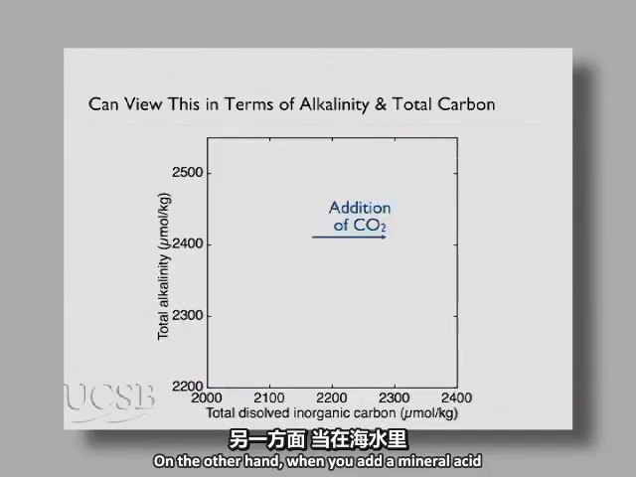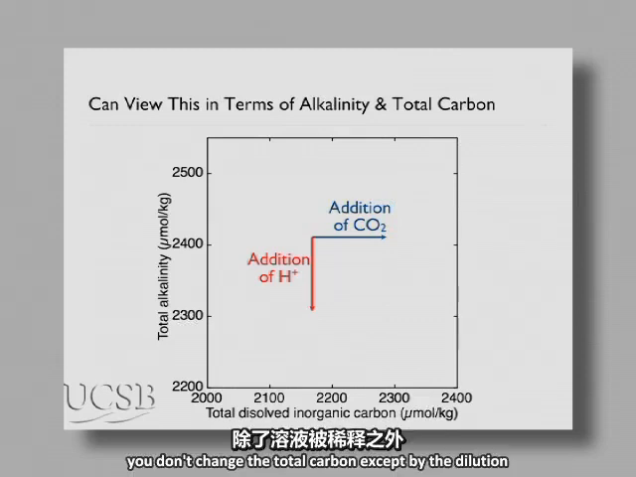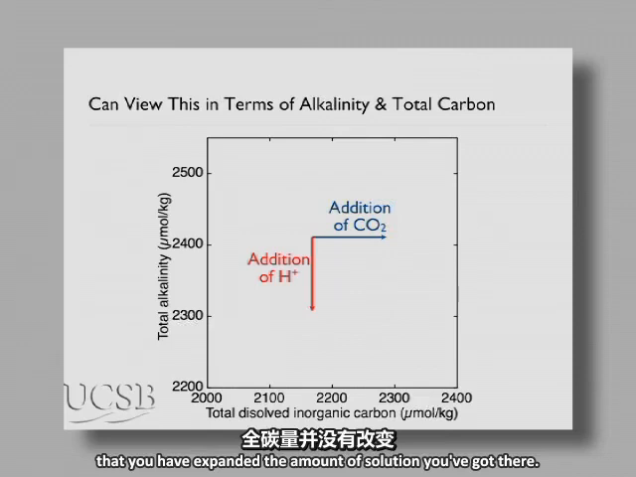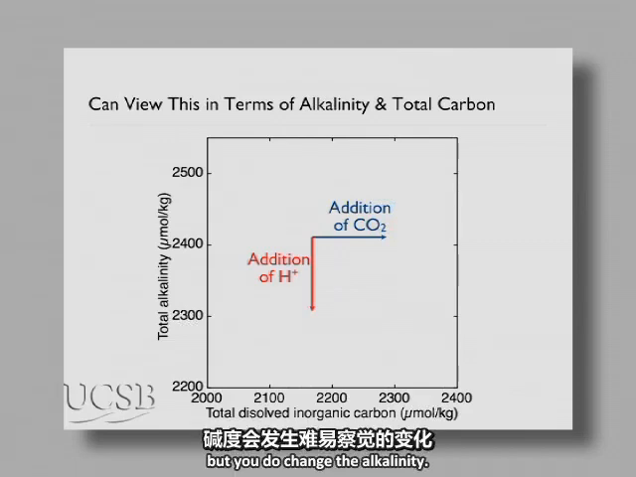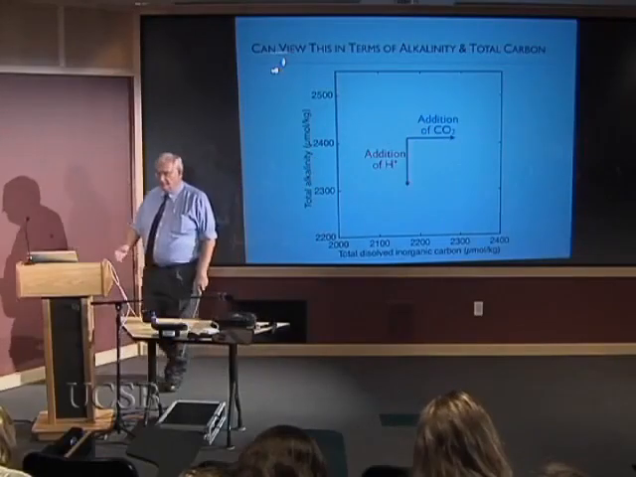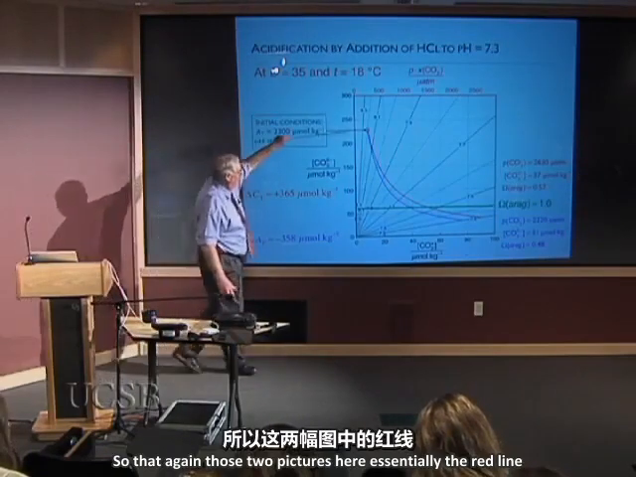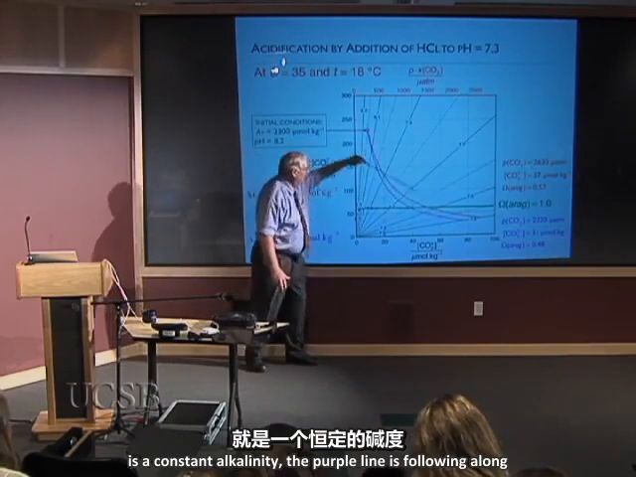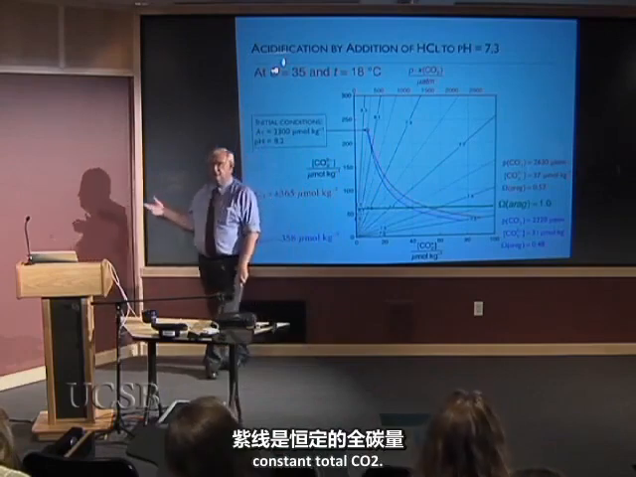On the other hand, when you add a mineral acid like hydrochloric acid to seawater, you don't change the total carbon except by the dilution, that you've expanded the amount of solution you've got there. So if the acid's strong enough, you won't see much of a change. But you do change the alkalinity. So that, again, those two pictures here, essentially, the red line is a constant alkalinity. The purple line is following along constant total CO2.